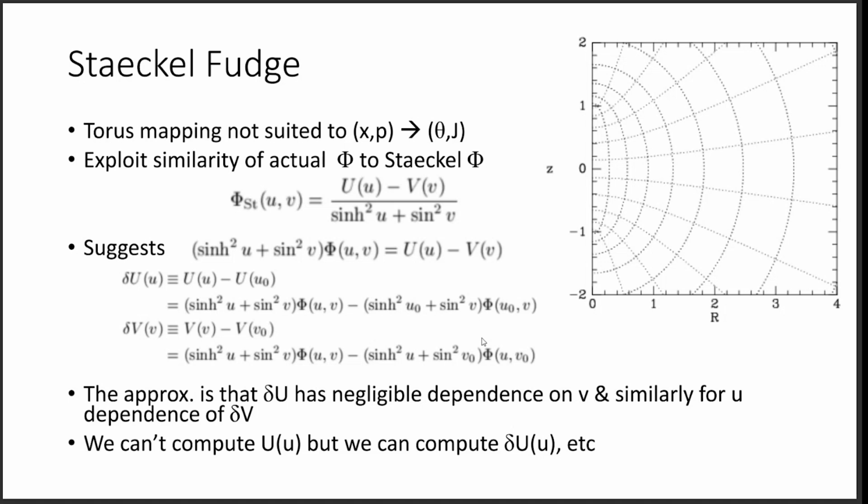Okay, so now there is a snag. Nothing in life is perfect, and this jolly well isn't. The problem is that a lot of the time when doing galaxy modeling, I want to take X and P. I've got a star. I know where that star is in phase space, and I would like to find the angle-action coordinates. And torus mapping isn't well suited to that.